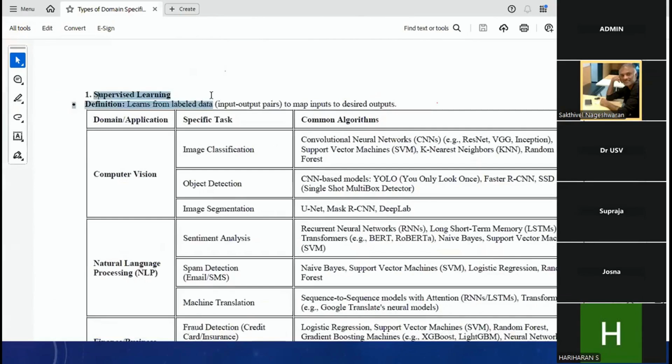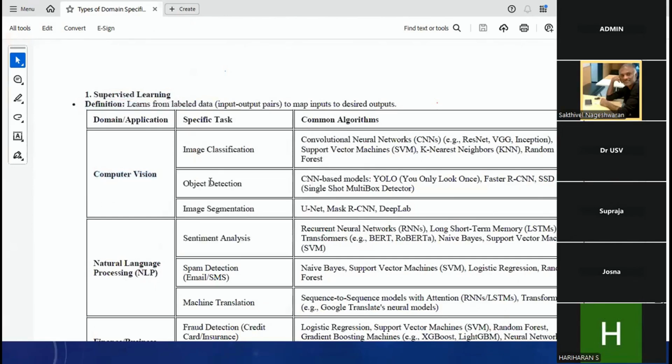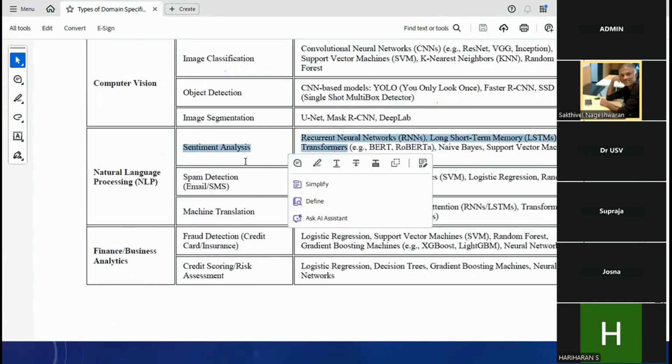The first one is the supervised algorithm. In that supervised algorithm, there are different types of domains or applications. One is computer vision. In computer vision, three things: image classification, object detection, and image segmentation. The person who is interested in going for research, especially a fresher in research, can choose their domain, then choose their algorithm, and then choose their problem. So this is related with supervised learning.